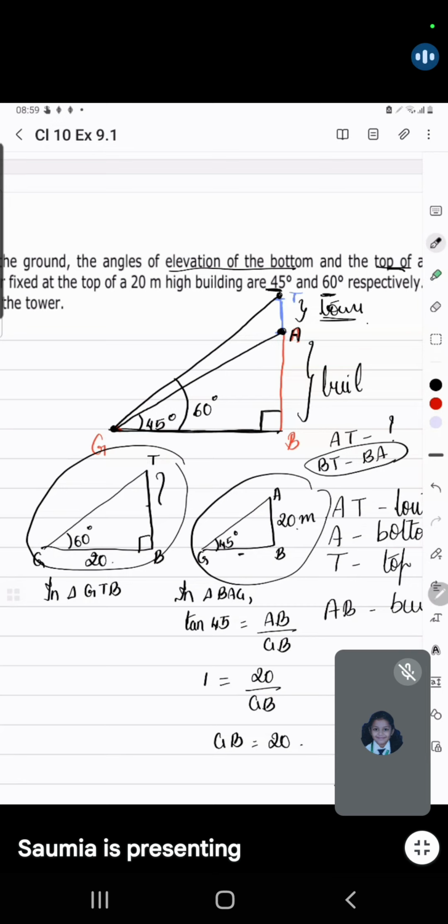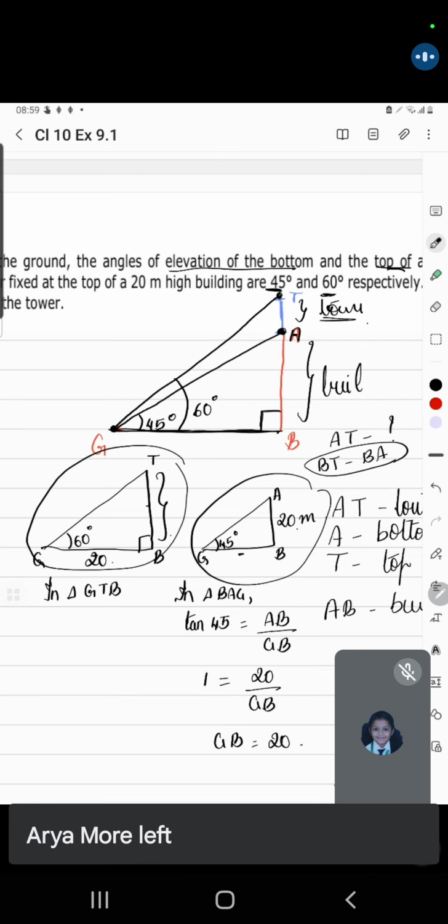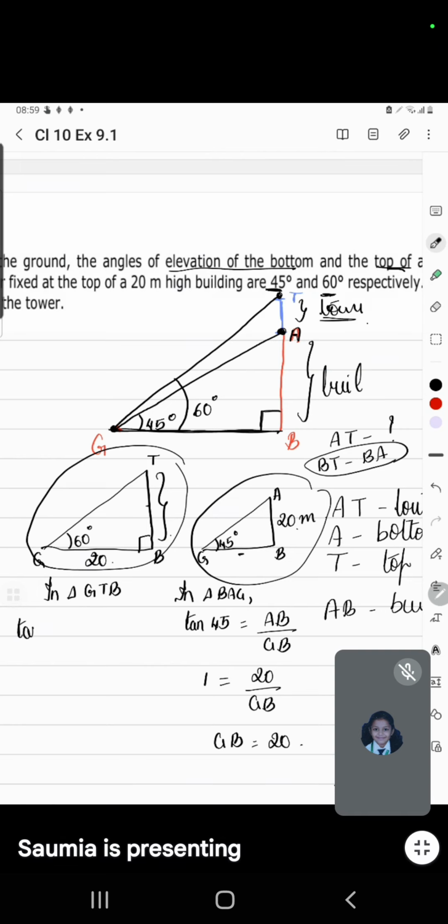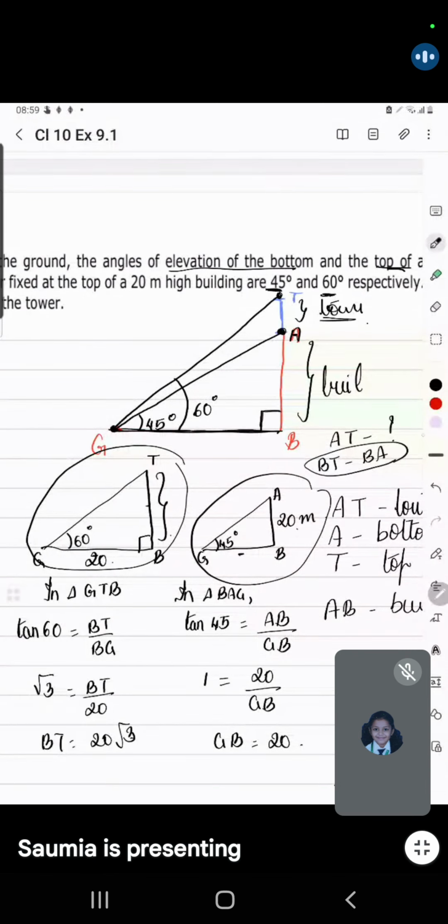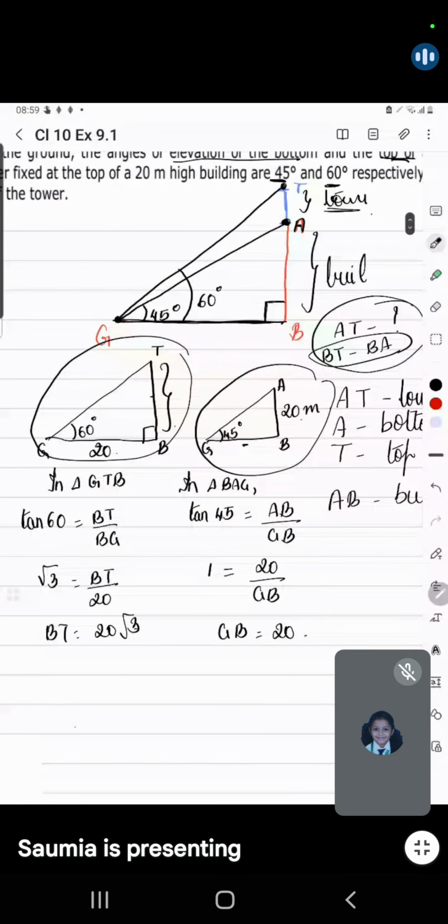Now in this triangle, I need to find out this. So which ratio will I take? Tan ratio again. Here I'll take tan 60 is equal to BT upon BG. What is tan 60? √3. √3 equal to BT upon 20. So what is BT? 20√3. Now I want AT. What is AT? BT minus BA. BT is 20√3, BA is 20. So just substitute.